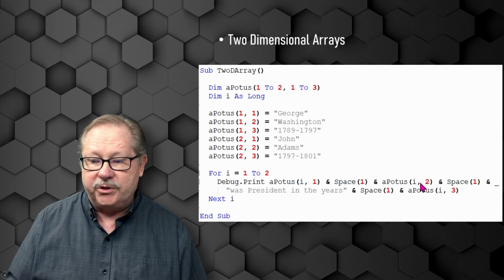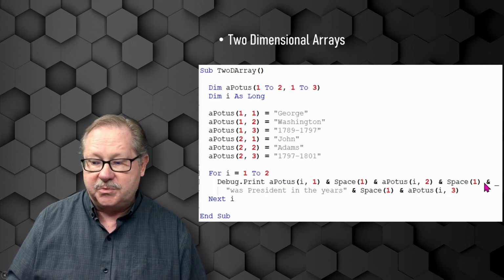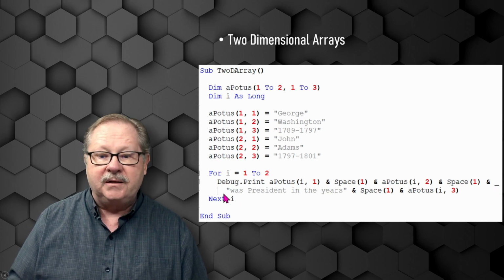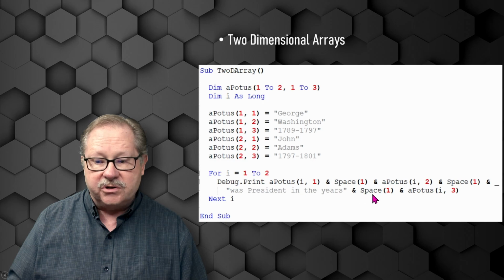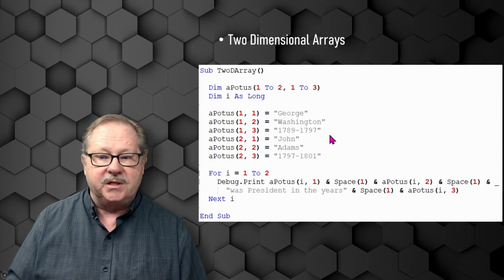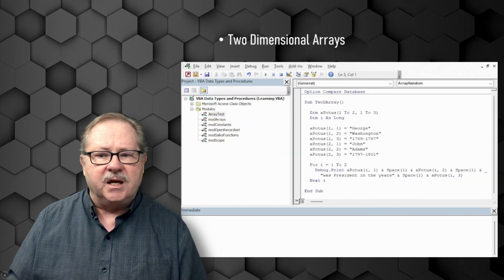And aPOTUS I, comma 2, and a space. And here's my character that lets me put it on a new line. Was president in the years, a space, and then the third piece of data, which is the dates. Okay, so let's go see how that works.